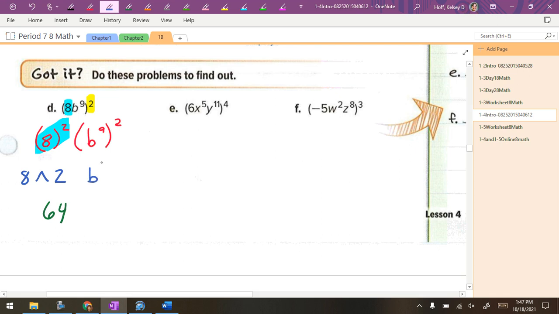What is the base on our next piece? b. And what do I do to my exponents? 9 times 2, multiply. Very good. So my final answer is 64b to the 18th power.